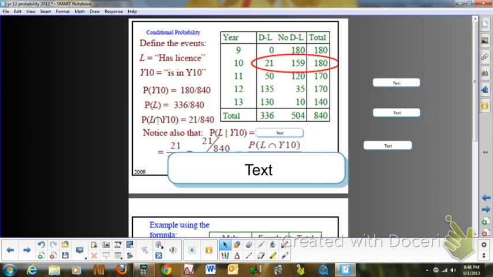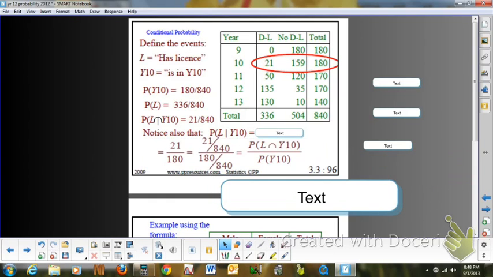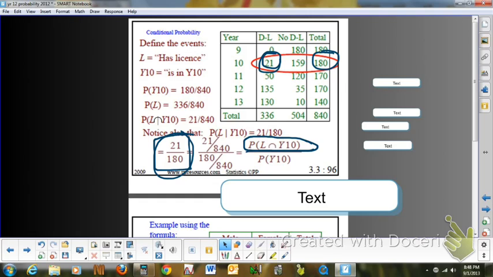Now, let's take a look at how this goes into the formula. But didn't we say that the conditional probability was 21 out of 180? That's exactly right. This is the actual answer, the 21 out of the 180. So we've got the probability that they're year 10, the probability that they have a license, and the probability that they're a year 10 with a license. Look at how this translates into the formula. 21 out of 840, that is the probability that a student has a license and is a year 10. And you divide that by the given that they are a year 10 student, 180 out of 840. And when you do that division, this is what you get. So you see the formula works according to what we've already done.